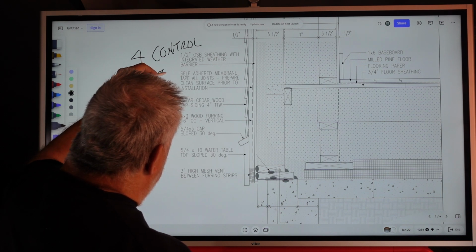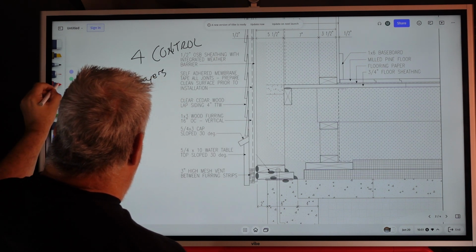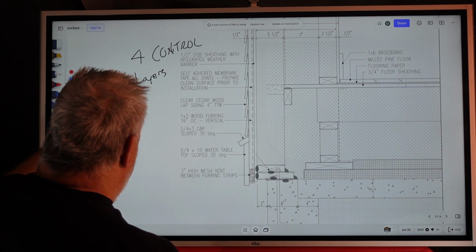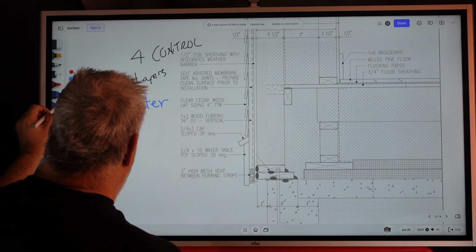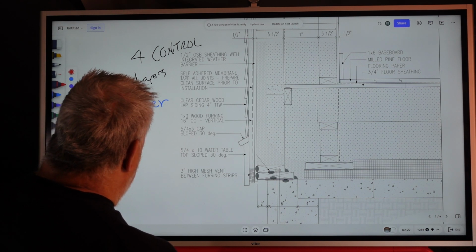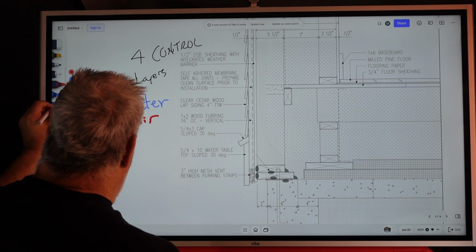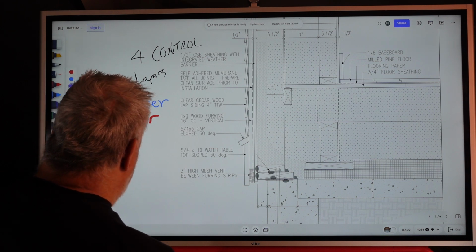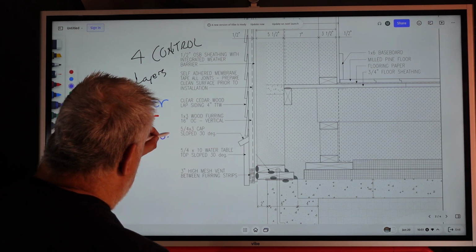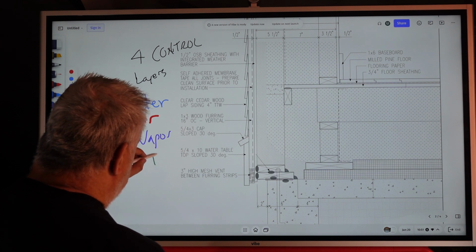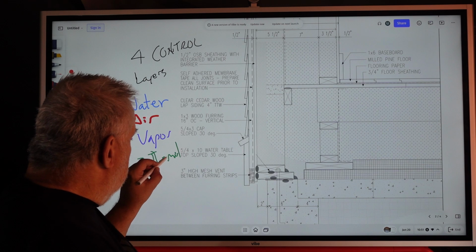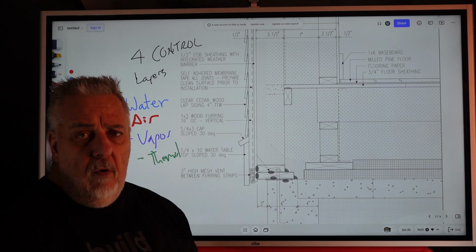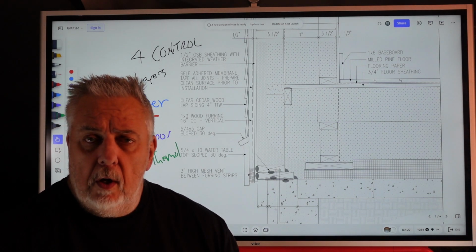Right? And we know them as water, and I'm going to put these in the colors that we're going to use: air, vapor, and of course thermal or insulation. Right? So those are our 4 control layers.